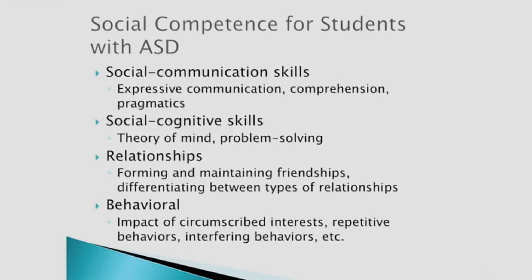Relationships. Kids in high school with ASD want to form relationships just like kids without ASD. They want boyfriends. They want girlfriends. They want best friends, BFFs. They want to have social relationships with their teachers and other parents and coaches. They want all that, just like kids without ASD. They just don't know how to get it, and that's what we're trying to teach them.